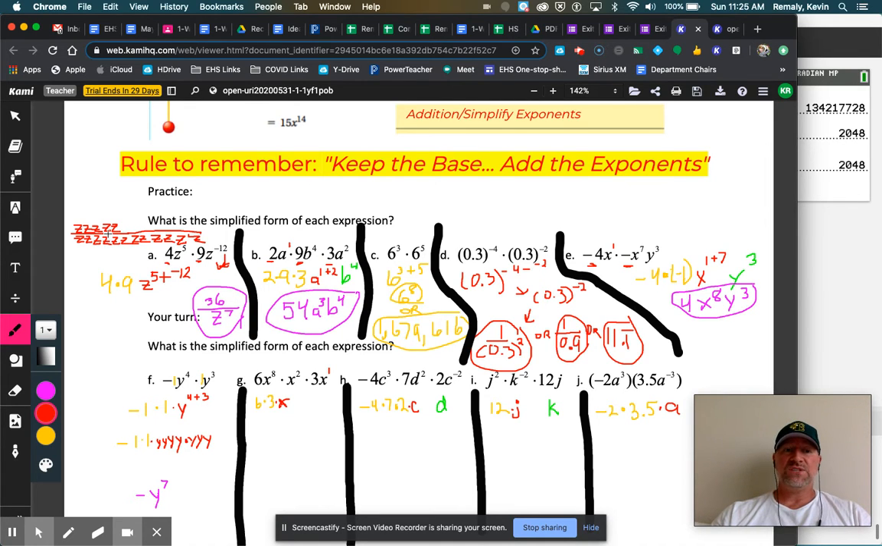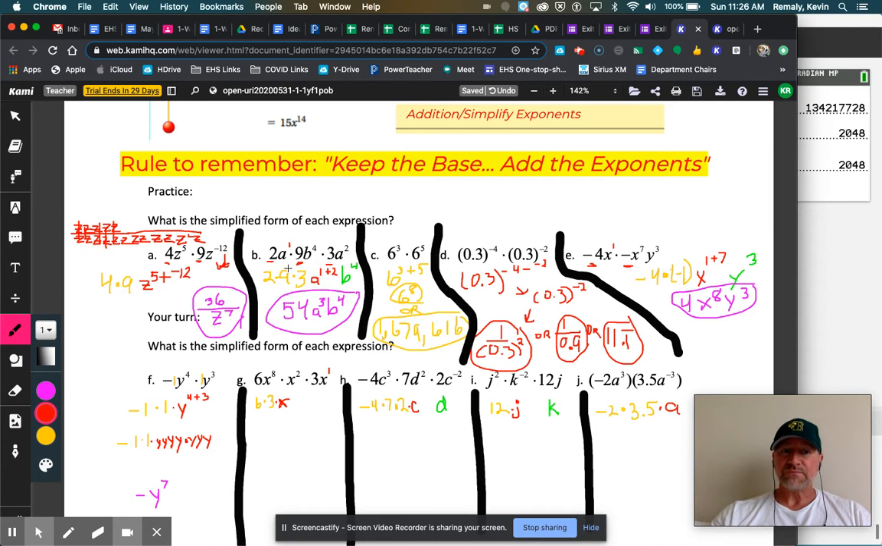Again, if I was to expand this out, we would have 5 z's on the top, 12 z's on the bottom, and there we have it. 5 of these would cancel out, 1, 2, 3, 4, 5, and so what we're left with then are 7 z's down in the basement, if you will.